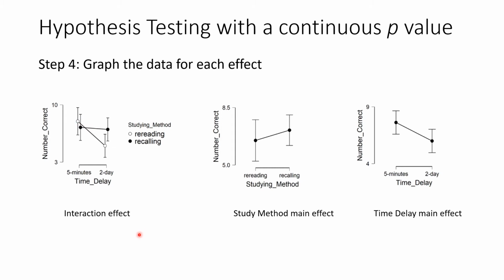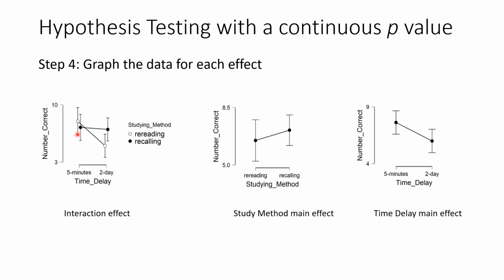Now, if you look at this, you can tell that when the time delay was 5 minutes, there's not very large a difference between the studying methods of recalling and rereading. There's a lot of overlap between these 2 confidence intervals. However, when the time delay was 2 days, it looks like recalling was a better study method than rereading. This difference looks more compelling. There's much less overlap between these confidence intervals than these. This is an indication that we may well have a compelling p-value for the interaction.